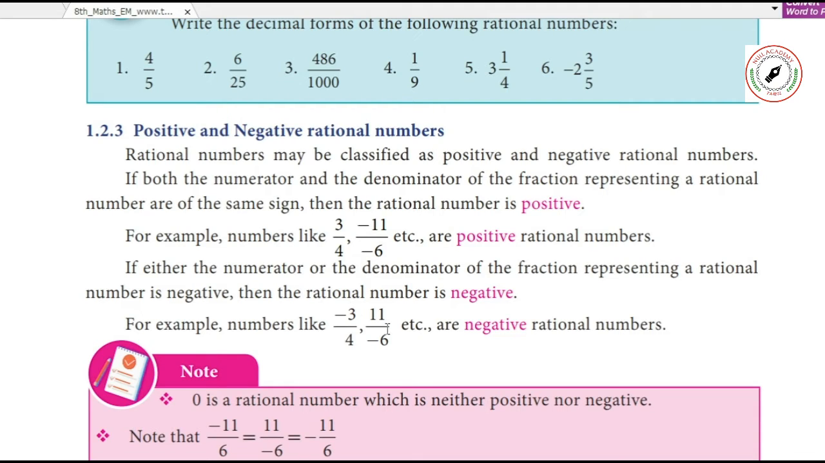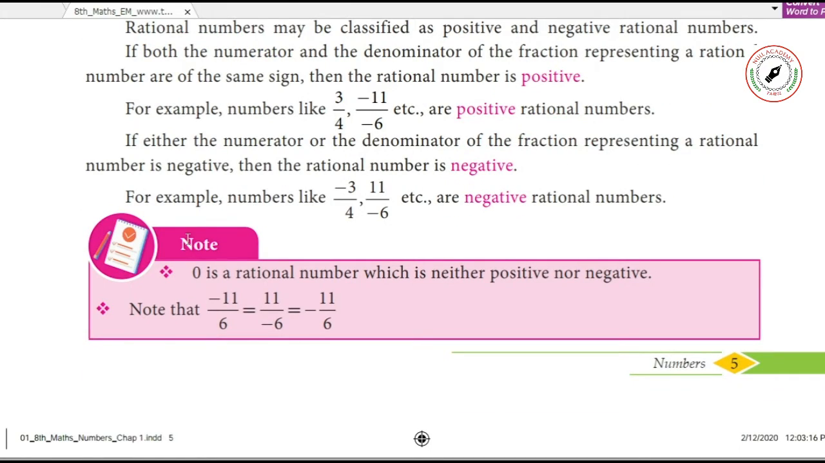So if only the numerator or only the denominator has a minus symbol, then that rational number is called a negative rational number. If both contain the same symbol, then it is a positive rational number, because the minus symbol may be cancelled. You just check here, this minus symbol is cancelled. Now note an important point: 0 is a rational number which is neither positive nor negative.